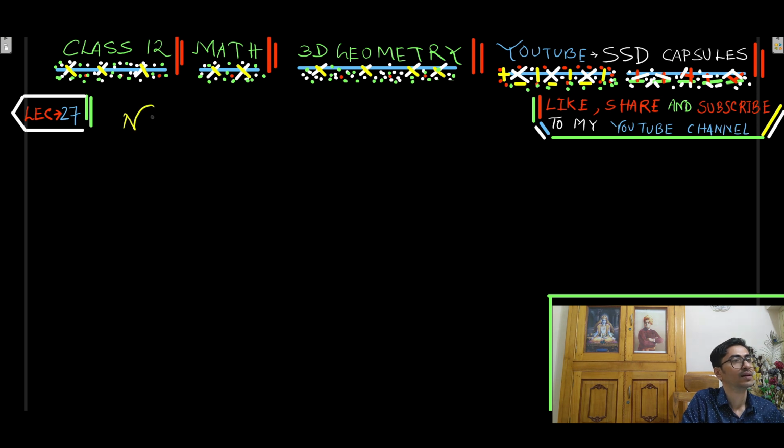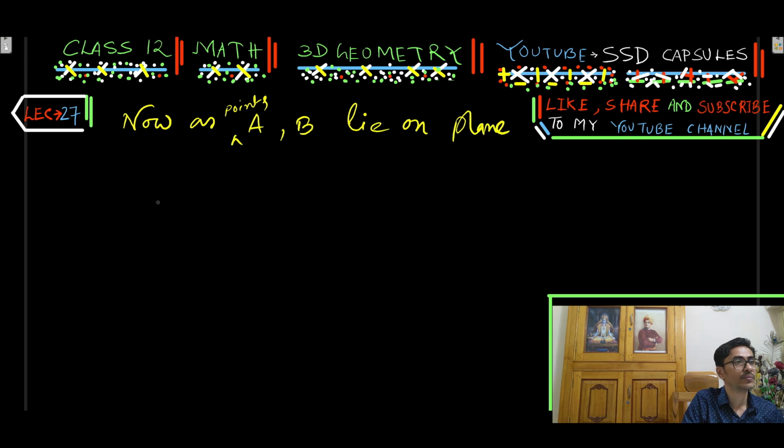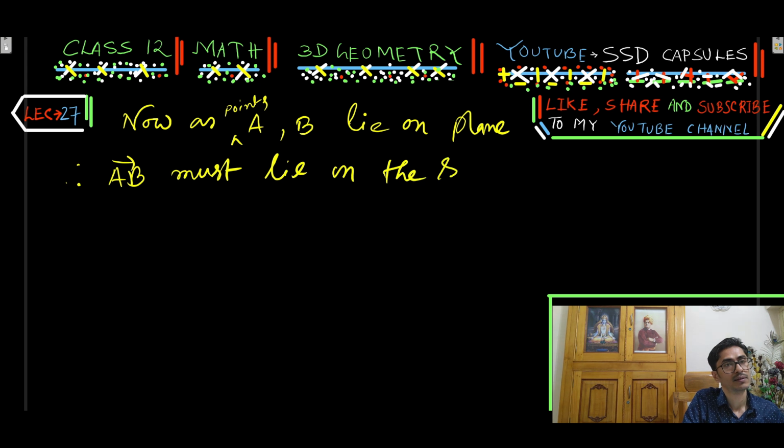Now as points A and B lie on the plane, therefore AB vector, that is the join of points A and B, must lie on the same plane.